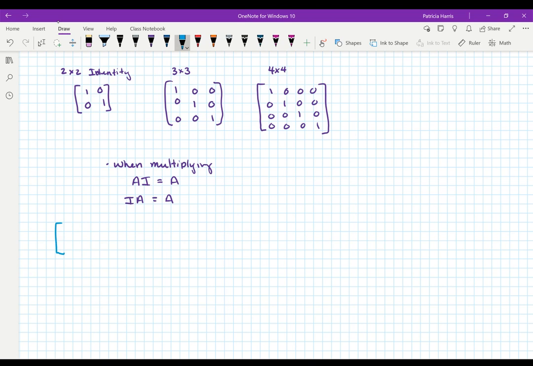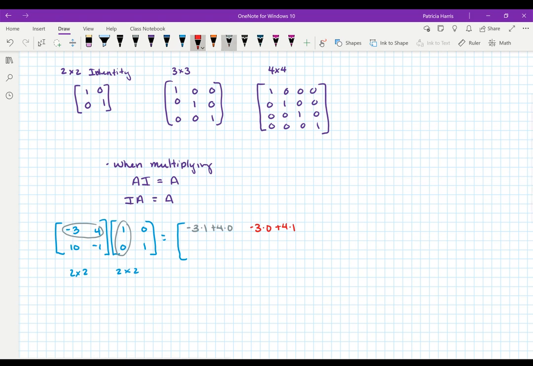Let's multiply the matrix -3, 4, 10, and -1 by the identity and see what we get. So we have a 2 by 2 times another 2 by 2. So we're going to get another 2 by 2 out. So again, remember you go row by column. So this is going to be -3 times 1 plus 4 times 0. Then we're going to go over -3 times 0 plus 4 times 1.